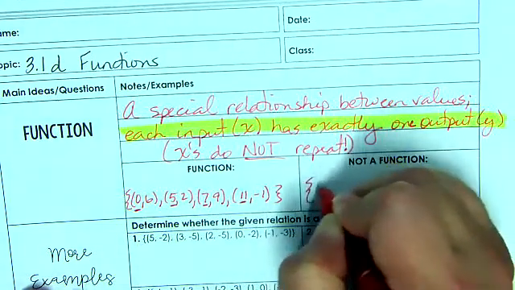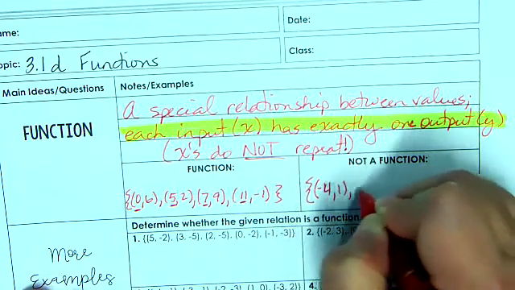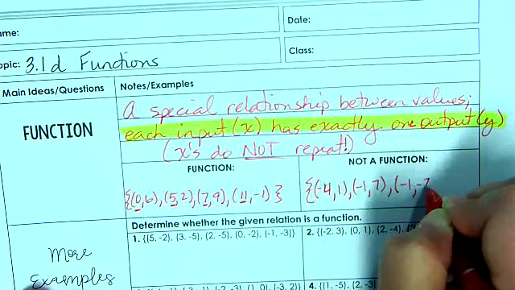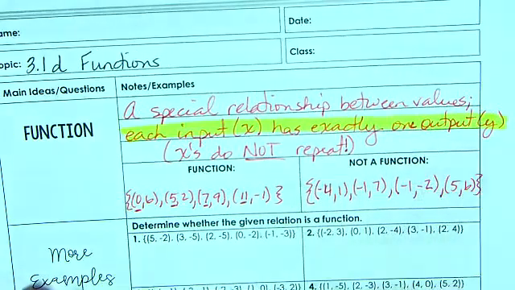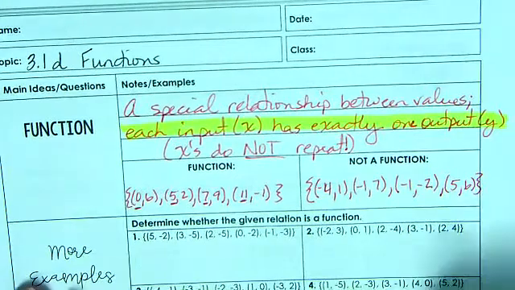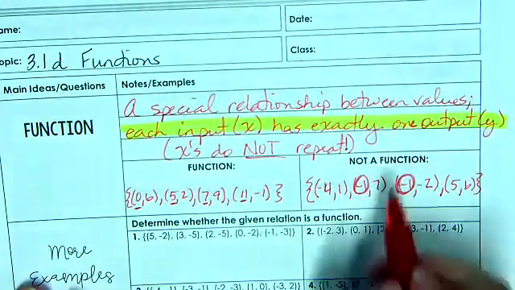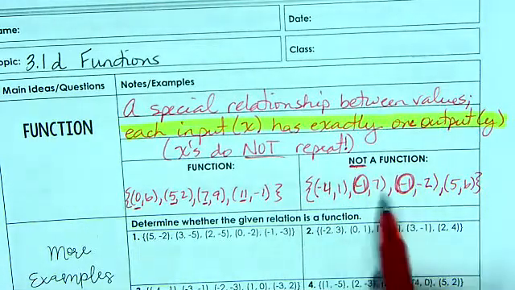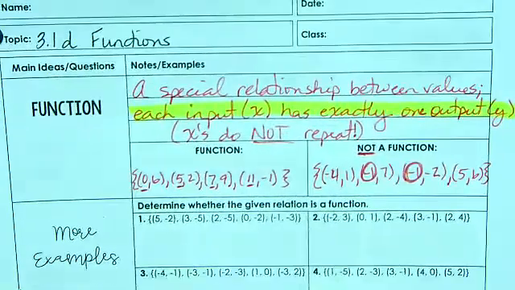For when it is not a function, if I write the ordered pairs (-4, 1), (-1, 7), (-1, -2), and (5, 6). What you noticed and probably heard me say was I have -1 in the x value twice. This makes it not a function because the x values repeat. Now, if they had the exact same y, then it would still be a function because that's the same point, but it's because they have different y values but the same x value.